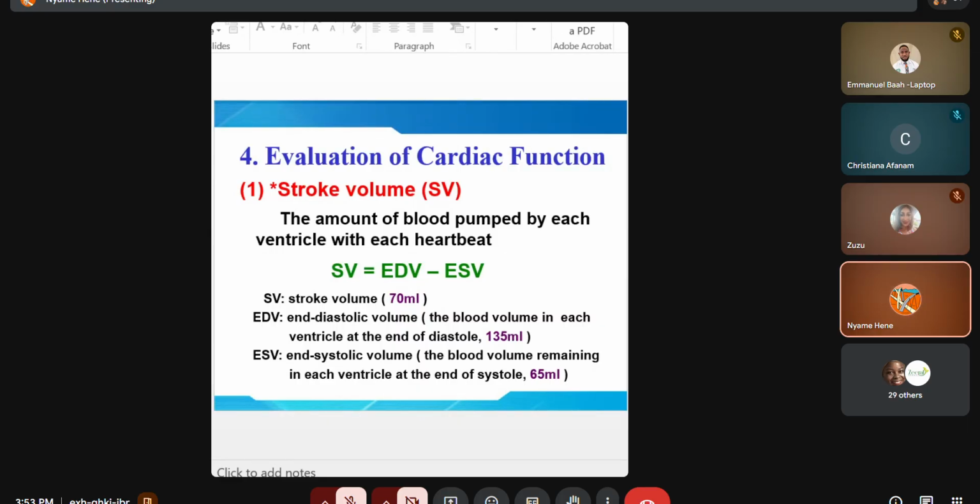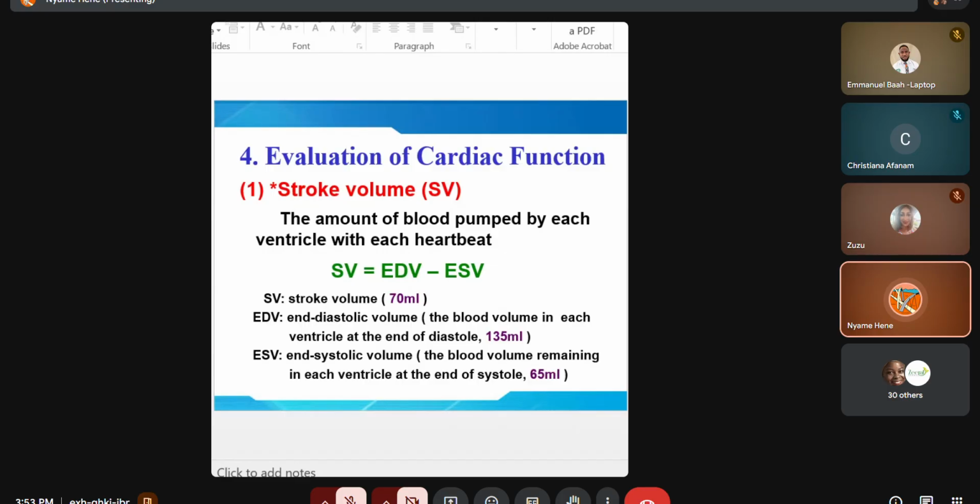Now the end diastolic volume was the full bottle which was not touched. The end systolic volume becomes the one that is left after you have displaced some. So it means that now your stroke volume, the amount that fell off, becomes the what?